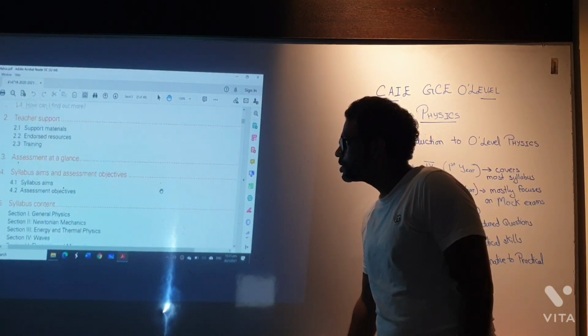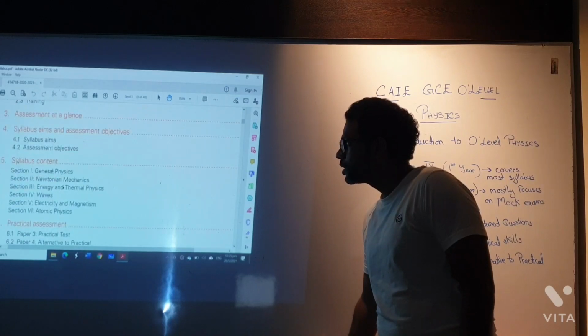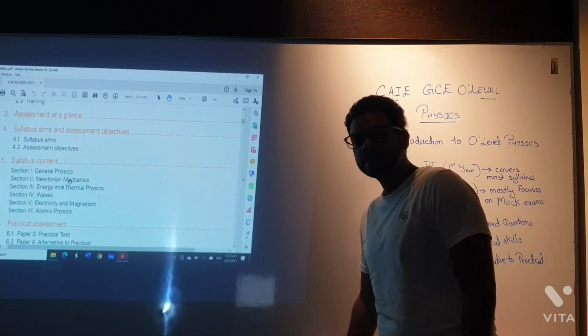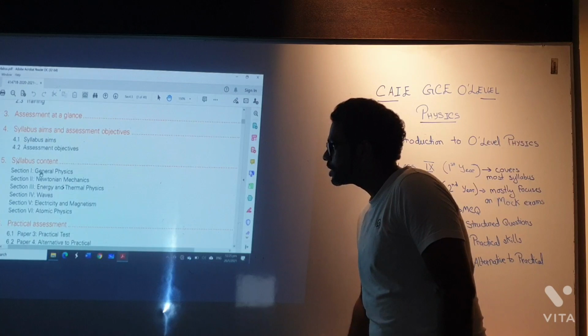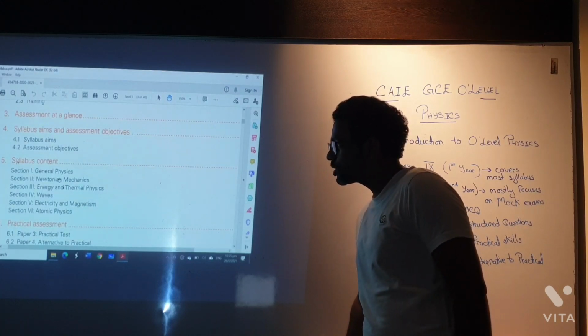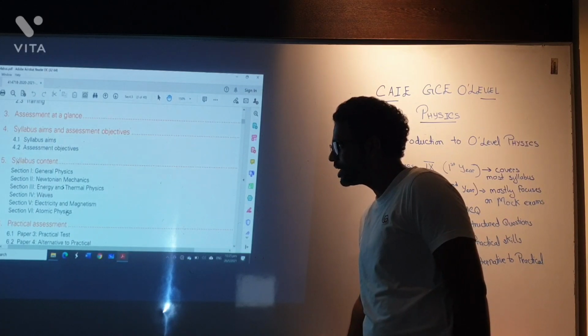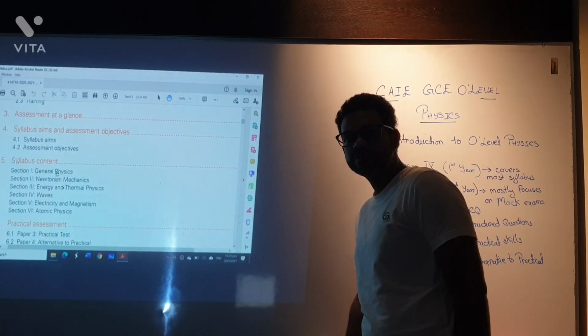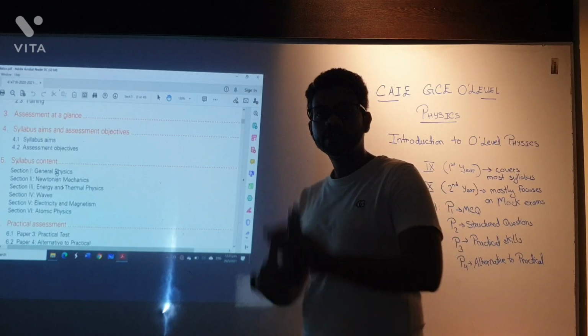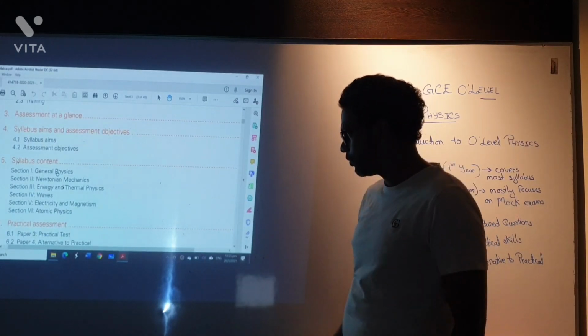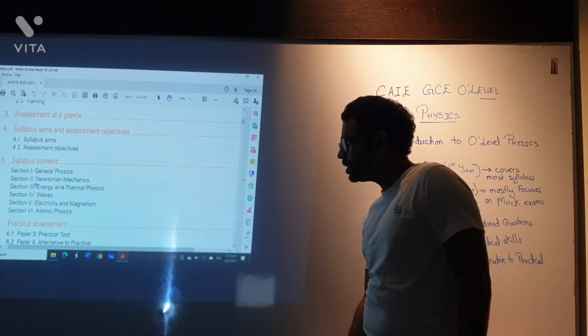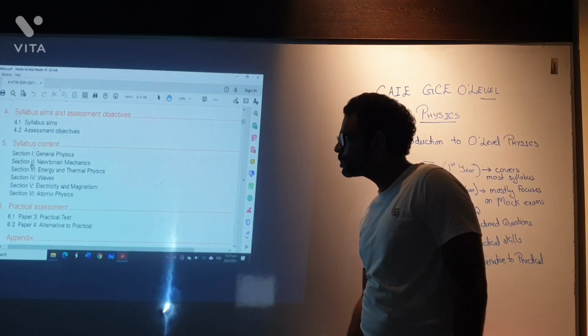So this is what you have in your syllabus, the content that you will be covering in your O-level physics. The syllabus content: the first part is general physics, then Newtonian mechanics, energy and thermal physics, waves, electricity and magnetism, and atomic physics. These are actually divided into 6 sections, which will have further subdivisions among them, which you will see. This is covered in paper 1 and 2.